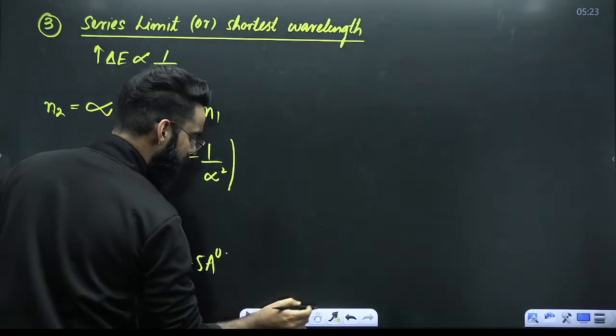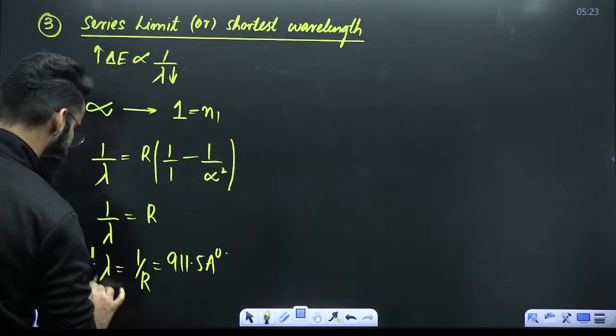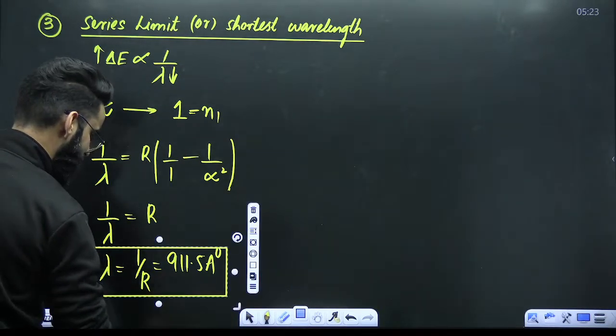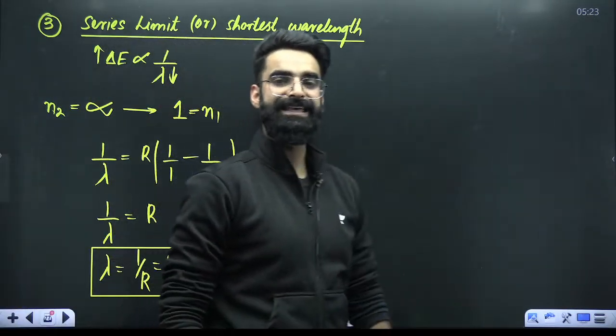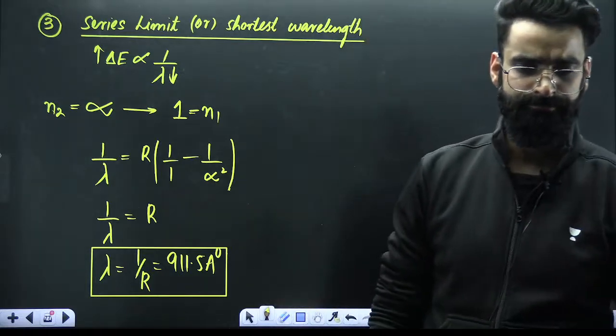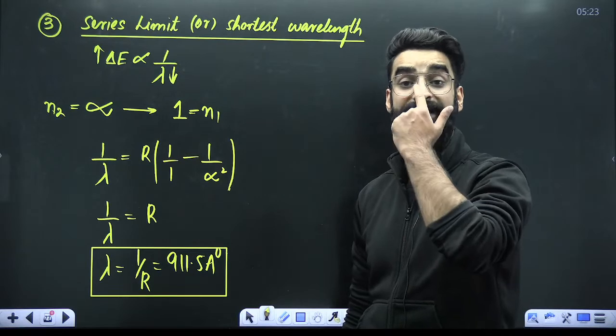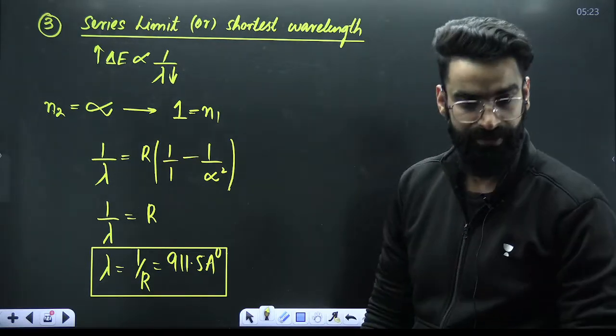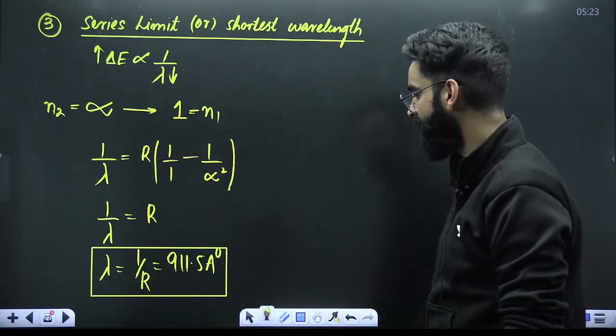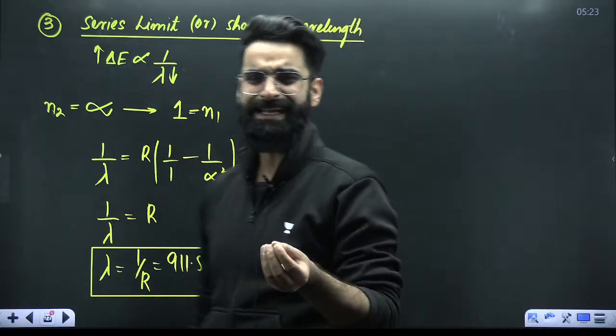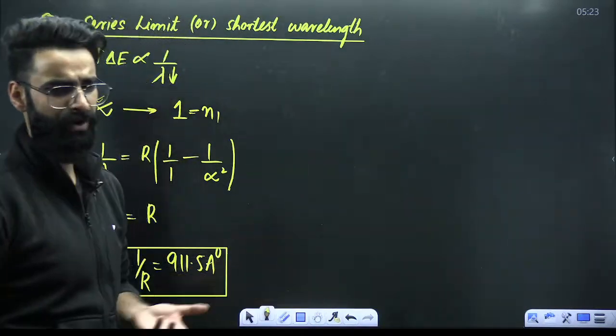So this is the minimum wavelength which will be emitted in case of Lyman series, right? This is the minimum wavelength. This wavelength in case of Lyman series is also called the series limit of Lyman, right? I believe you can easily solve all these things from now onwards.